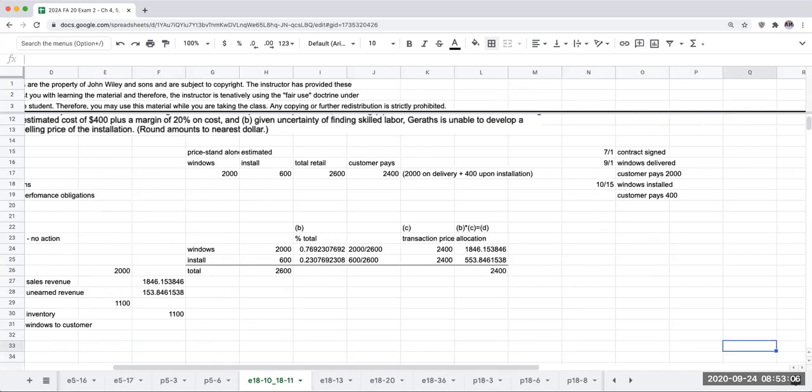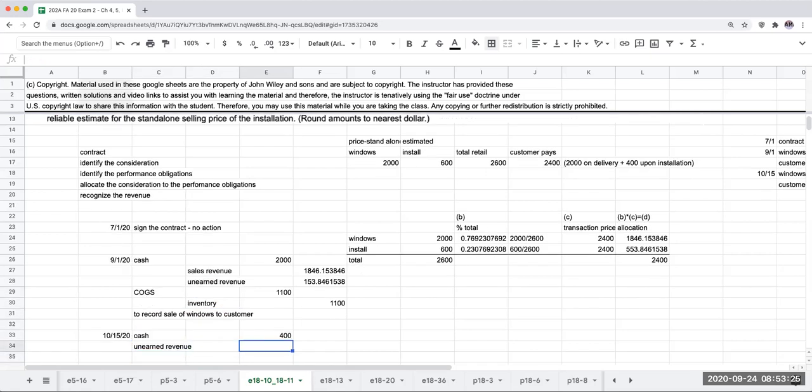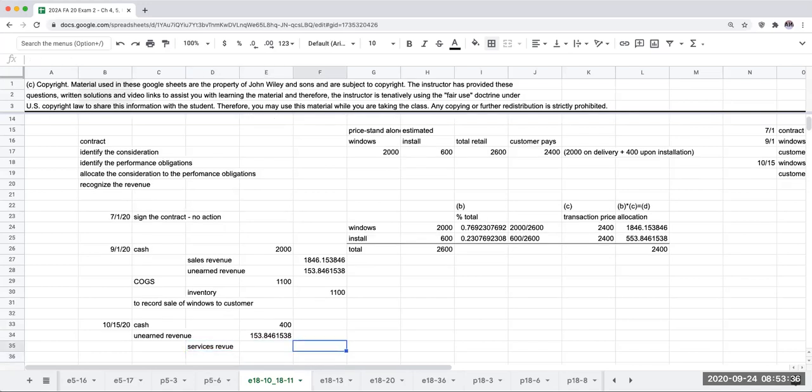So the next step we have to do is what happens on 10/15/20. Well, on October 15th, the customer is paying us another $400 and I install the Windows. So here, I'm going to be debiting cash for 400 because that's what I'm receiving. At this point in time, I'm going to recognize this revenue. And if we think about this over here, my services revenue that I need to recognize is going to be this 553.